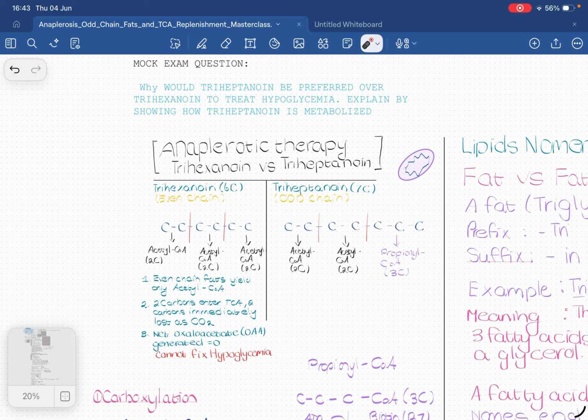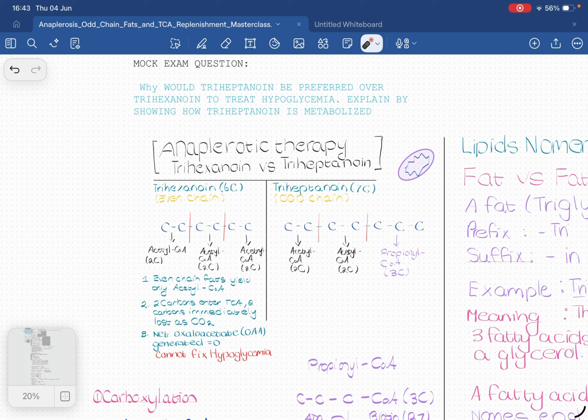trihexanoin is a 6-carbon molecule, and therefore it is an even chain, while triheptanoin is a 7-carbon molecule, making it an odd chain. So during beta oxidation in the mitochondria, you must remember that the enzyme will cleave the carbon backbone every 2 carbons at a time.